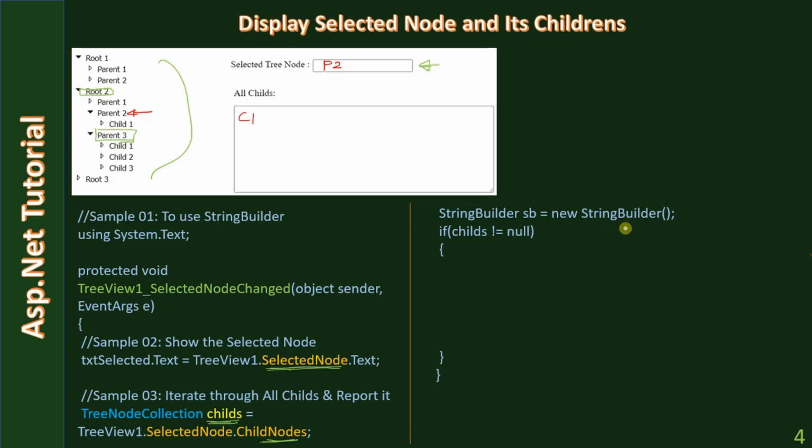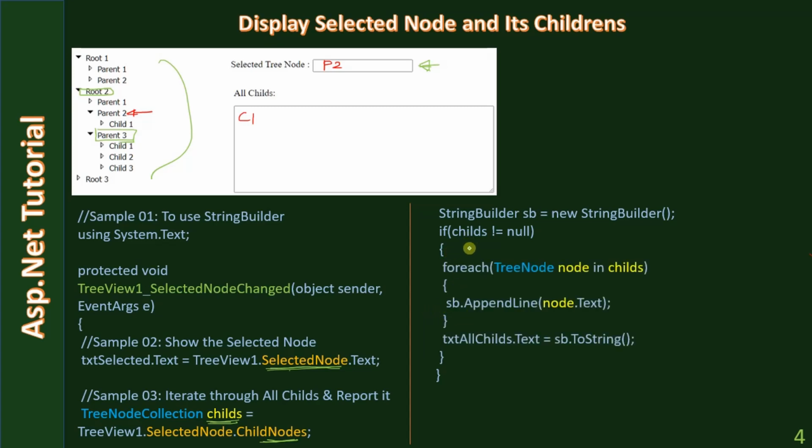Next, here we are using the StringBuilder, and if childs is not equal to null, we are checking that because in root 3 there is no child, so we will not enter inside. But if a user clicked root 1, parent 2 or parent 3, we will be having child, so we will enter inside this if condition. Inside we are forming a foreach loop to iterate through the childs. Alright, so it's a TreeNodeCollection and an individual entry in that collection is a TreeNode. So finally, since we have a single TreeNode, from there we are reading the text and we are appending it to the StringBuilder.